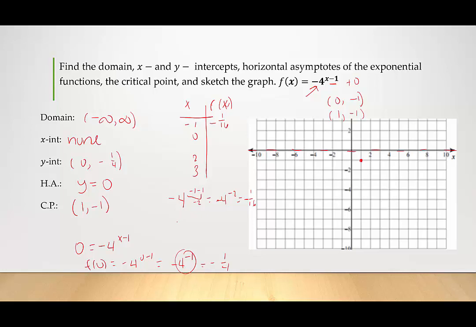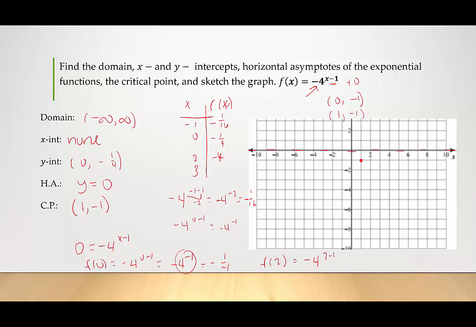If we plug in 0 for x, we get negative 4 to the 0 minus 1. That's negative 4 to the negative 1. This is the negative reciprocal of 4. That's going to be negative 1/4. If I plug in 2, so f of 2, that's going to be negative 4 to the 2 minus 1. 2 minus 1 is 1, and that's just going to be negative 4.